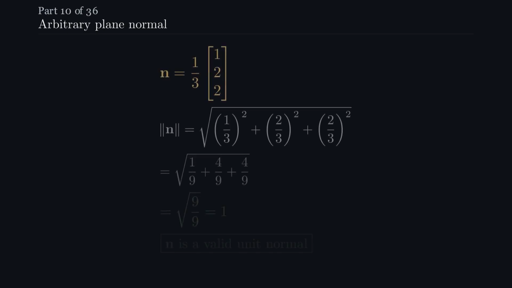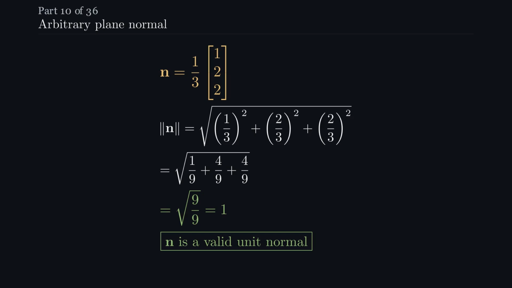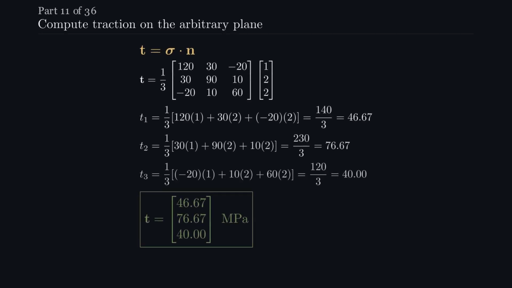For an arbitrary plane, we must first check that the normal vector is a unit vector. Here the squared components add to 1, so the vector 1/3 times (1, 2, 2) is a valid unit normal. Now compute traction on the arbitrary plane. Multiply the stress matrix by the unit normal. The first component is 1/3 times (120 plus 60 minus 40). The second component is 1/3 times (30 plus 180 plus 20). The third component is 1/3 times (minus 20 plus 20 plus 120).